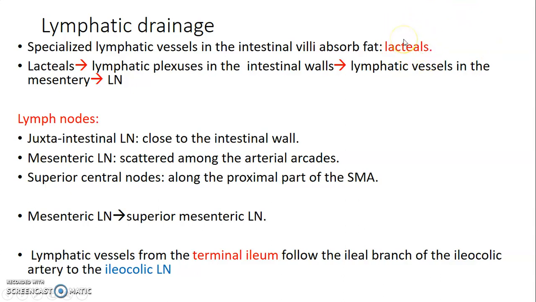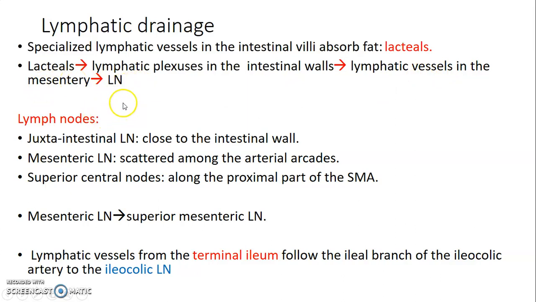So lacteals are specialized lymphatic vessels in the villi that absorb fat. The lymph in the lacteal is actually sort of milky, like chyme. From these lacteals, lymphatic plexuses in the intestinal walls take up the lymph, and from there it goes to the lymphatic vessels within the mesentery and to lymph nodes.